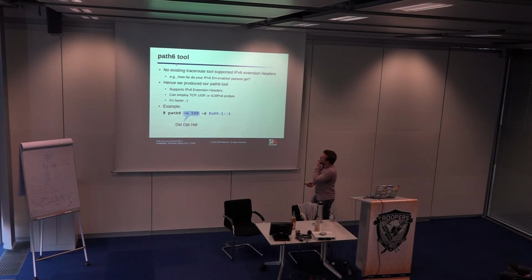Other stuff. Of course, you have probably used an IPv6 version of traceroute. The only limitation with the traceroute implementations that you probably have on your operating system is that they don't support extension headers. So you can probably use different probe packets, but if you want to do a traceroute employing extension headers, you won't be able to do that. So we implemented the Path6 tool, which allows you to do a traceroute, but using extension headers if you want.